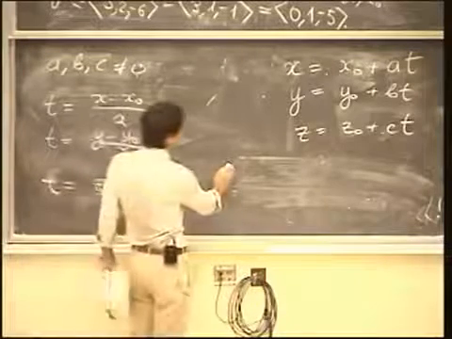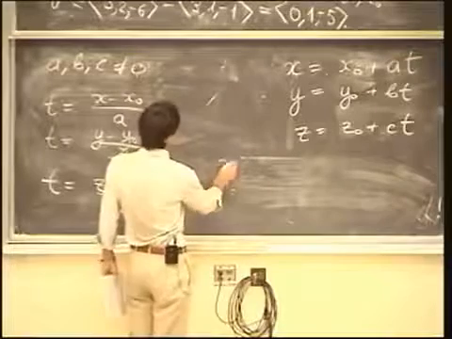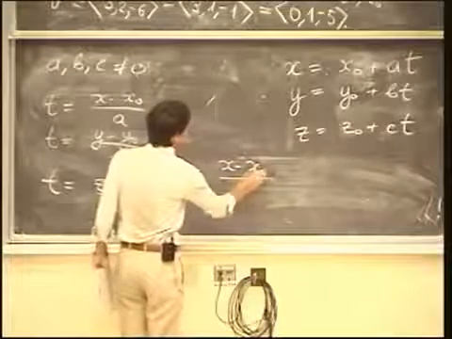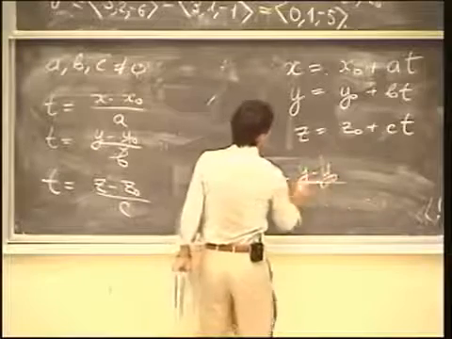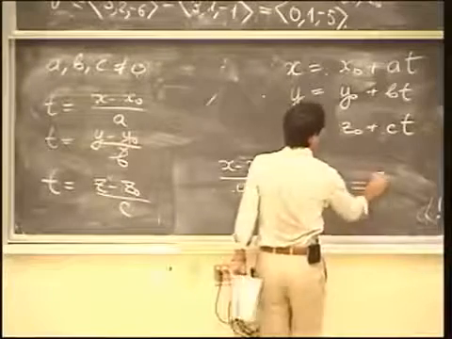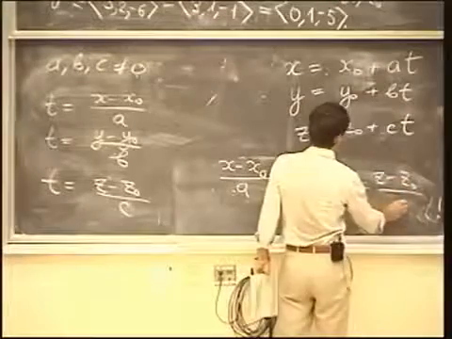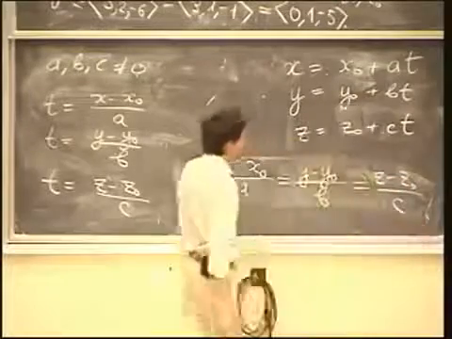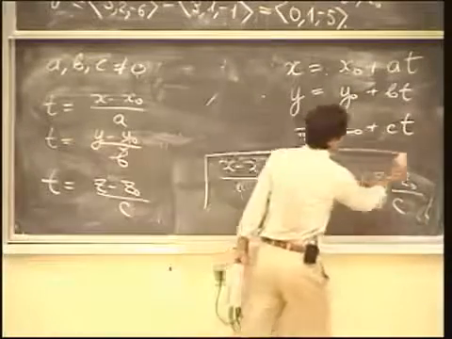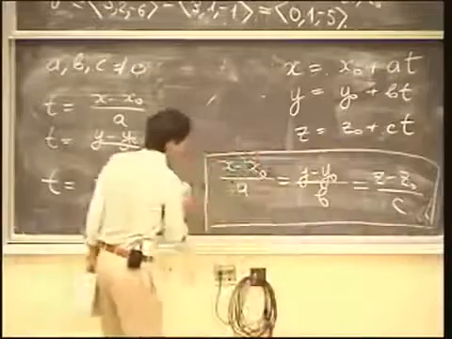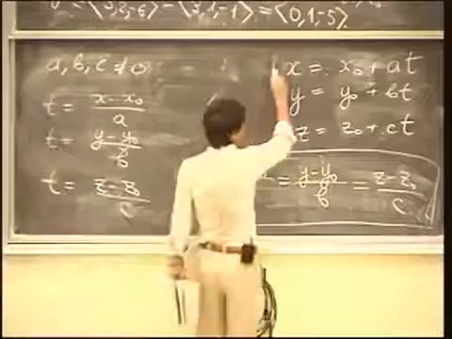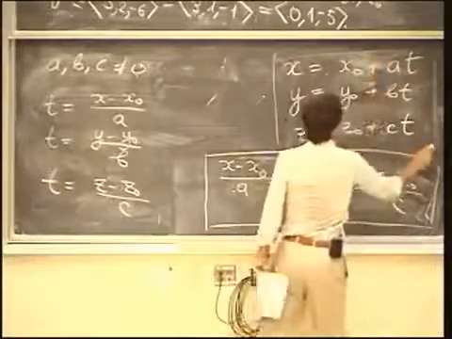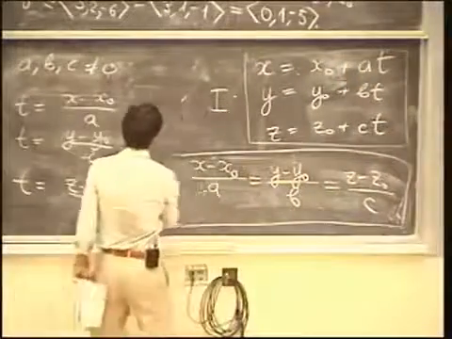So we could write the following formulas: (x minus x0) divided by A is equal to (y minus y0) divided by B equals (z minus z0) divided by C. So that's another way to represent a line. This is the first way. And this is the second way.